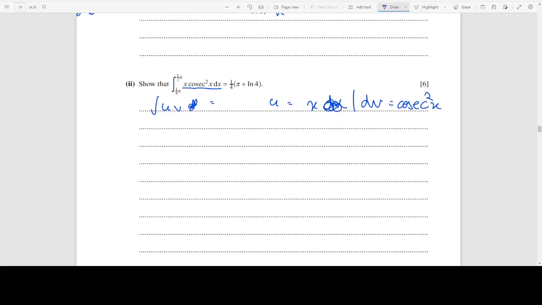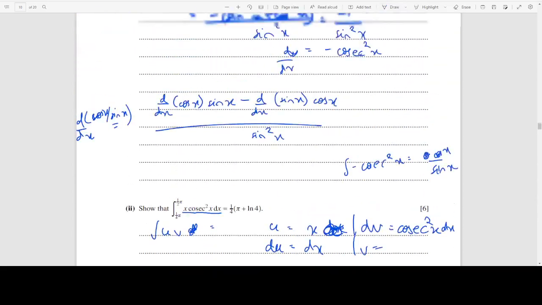No, sorry, let's take u as x and dv as cos x square dx, because we know the integral of cos x square. So du is equal to dx in this case, and v is equal to, we know that the integral of negative cos x square x is cos x upon sin x, because we just found this out in the first part.